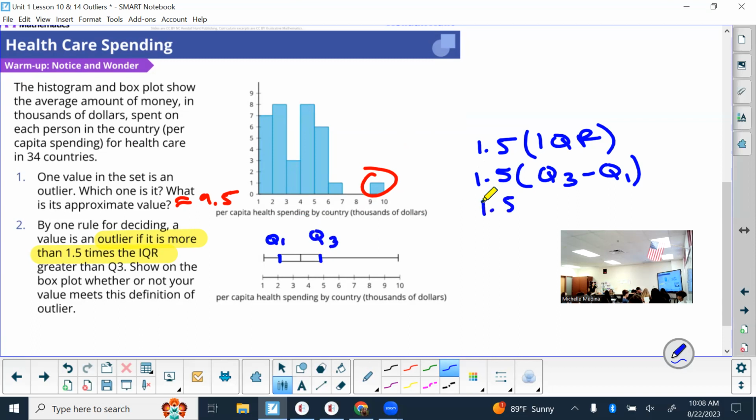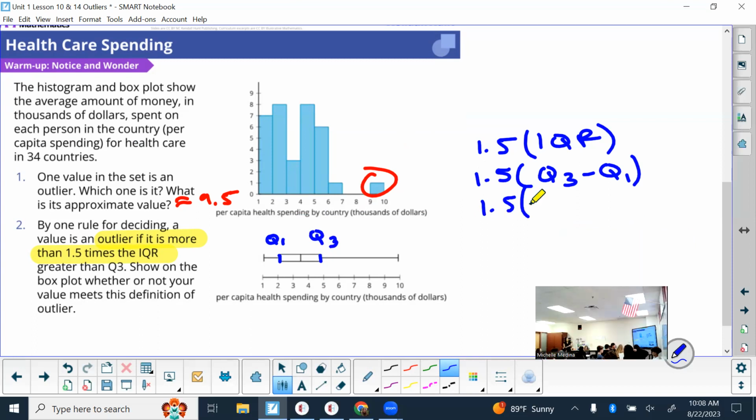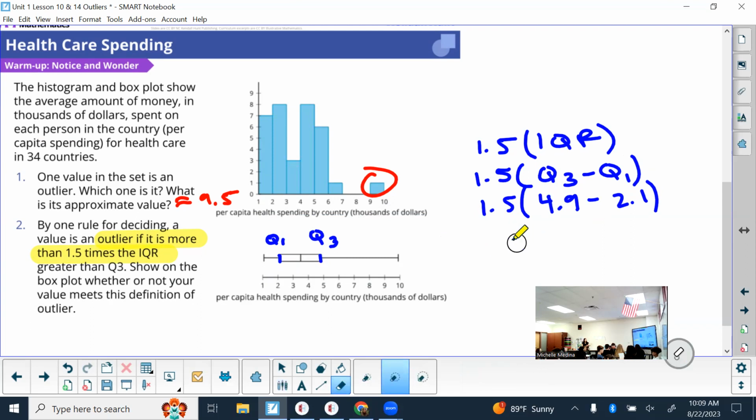So then what is my Q3 approximately? Is it exactly on the 5? So like a little before that, we could go like 4.9. And then where's the Q1 about? A little bit past the 2, so maybe like 2.1. So if I do the math with a calculator, as you should, you could actually put this whole thing in the calculator.